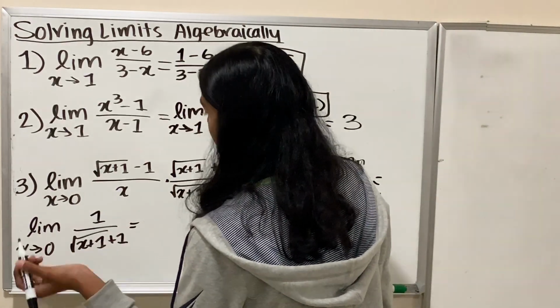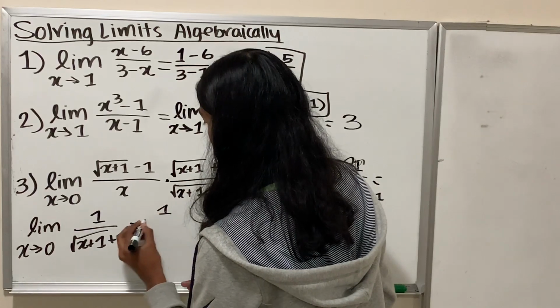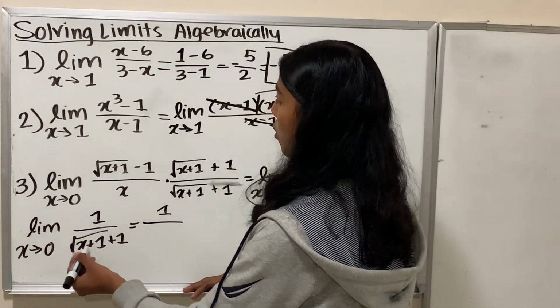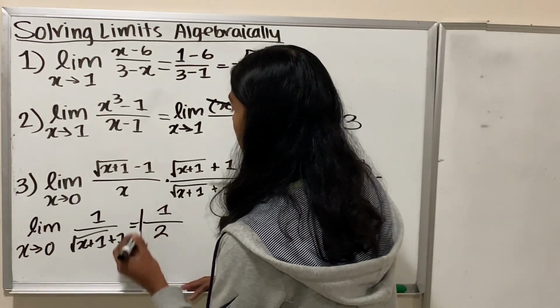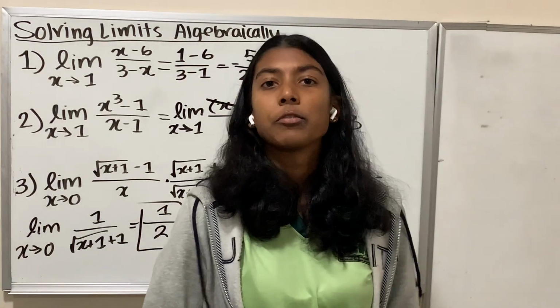So now we're free to substitute. So we have 1 over the square root of 0 plus 1, which is 1. And then plus another 1, 2. So our answer becomes 1/2.